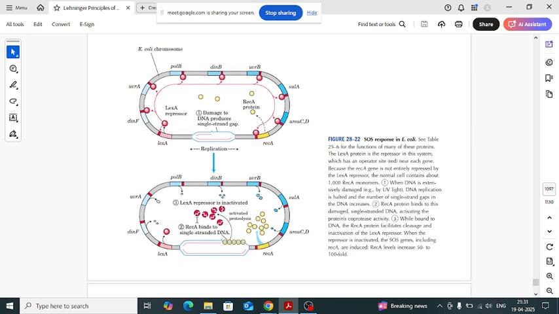right? So now, in order to continue the replication, because the fork is stalled here, if there is a prolonged stalled replication fork and prolonged accumulation of single-stranded DNA, then the cell will recruit the RecA protein. RecA protein will bind to this damaged single-stranded DNA, right here, which will activate the protein's co-protease activity.